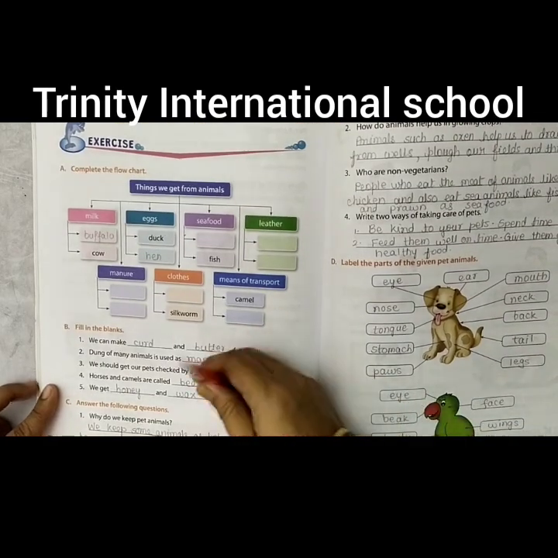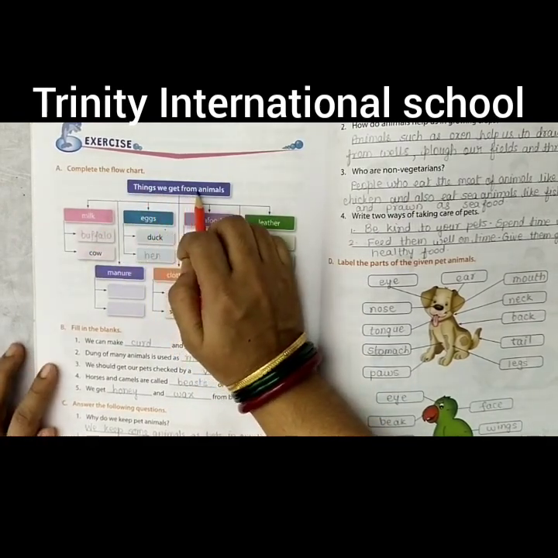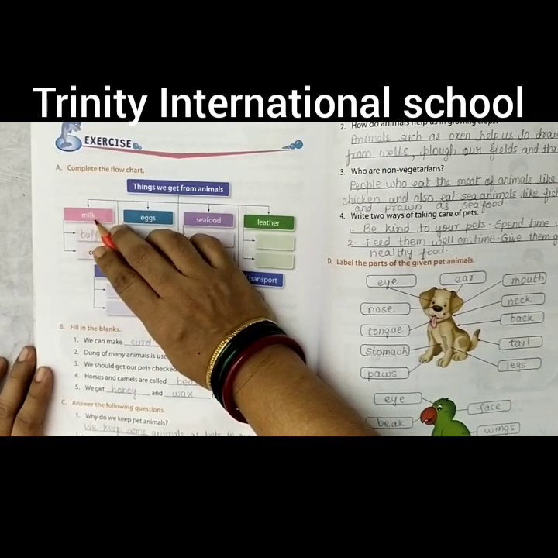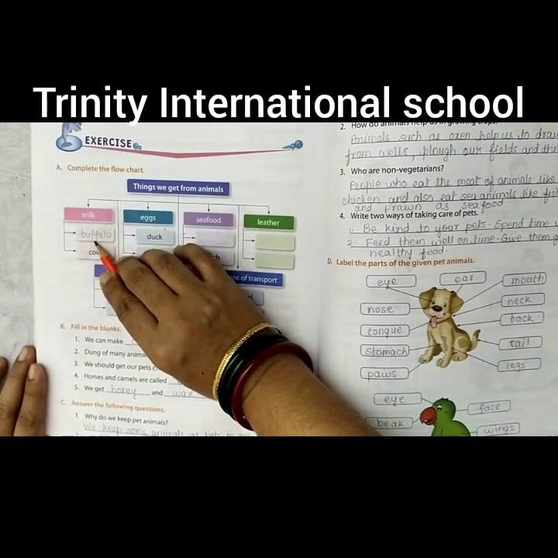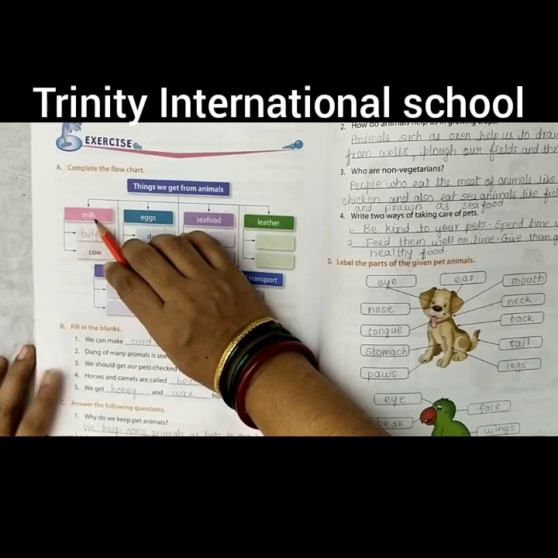Now you can see the first question is complete the flow chart. Things we get from animals. So what we are getting? Milk. Milk is the first thing we get from animals. So किससे मिलता है? कौन से animal से? So write down buffalo, cow. Okay, they are giving us milk.